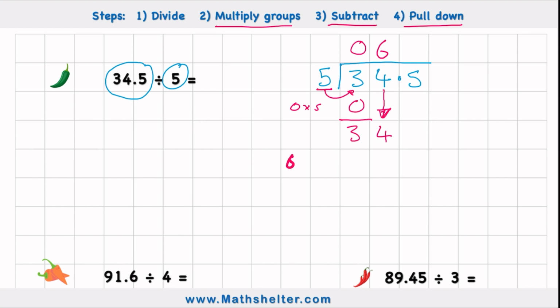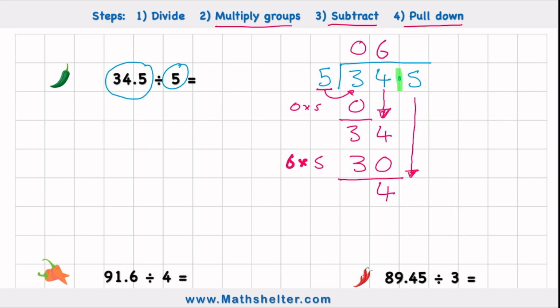So that's going to be 6 times 5. And 6 times 5 is 30. Now all I do is subtract that away from my existing number. 34 subtract 30 is 4. And then pull down my next number. But what have we just noticed? I have skipped the decimal.